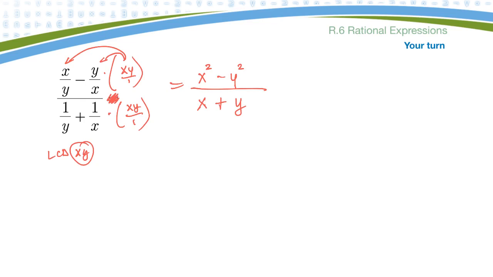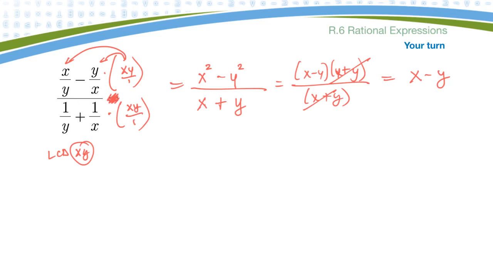Is that right? Yeah. Now on the top, that's a difference of squares, so I could factor that: x minus y, x plus y, over x plus y. And there you see the common factor that you can remove. So your answer would simply be x minus y.